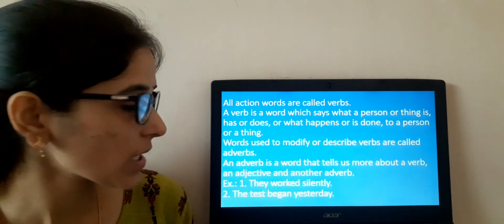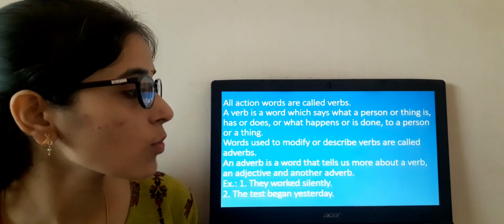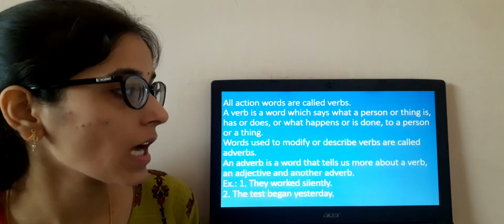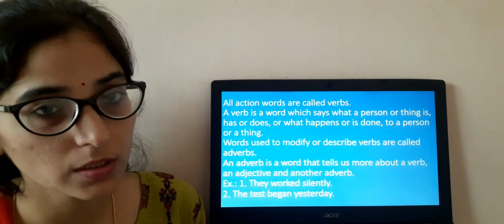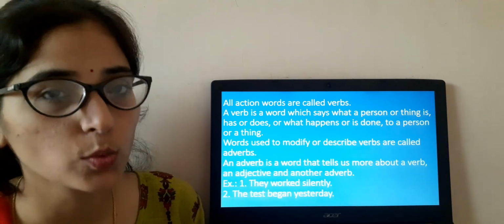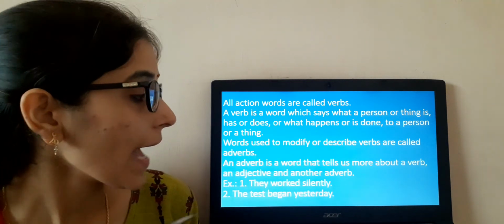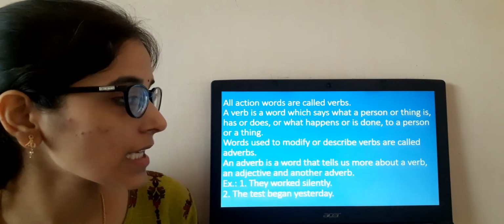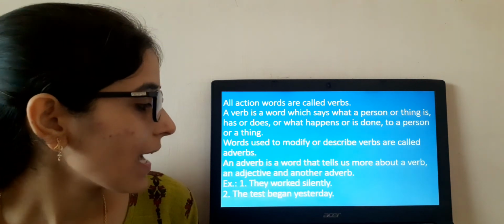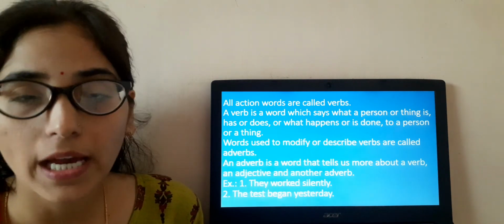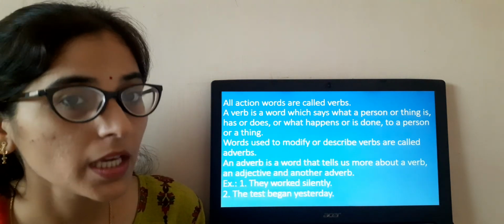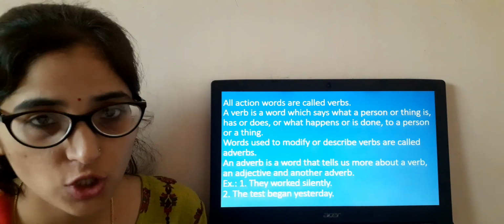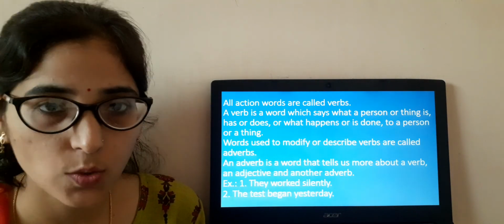Now what are adverbs actually? Words used to modify or describe verbs are called adverbs. The word which is describing the verb is called an adverb. Now let us see further. An adverb is a word that tells us more about a verb, an adjective or another adverb. So what is an adverb actually? It describes a verb, an adjective or another adverb.